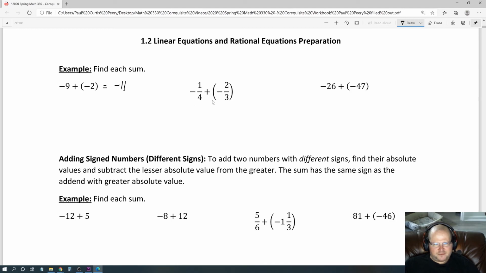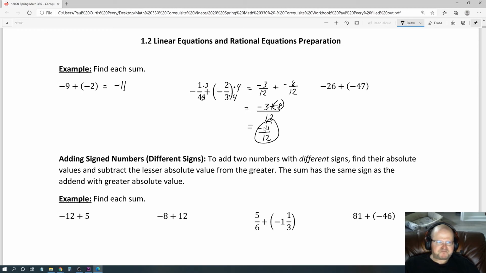This is just a more complicated version of the same thing, right? So the least common denominator of 4 and 3 is 12. Multiplied by 3, multiplied by 3, multiplied by 4, multiplied by 4. And we get negative 3 over 12 plus negative 8 over 12. The signs match, so we simply say negative 3 plus negative 8, put that in parentheses, over 12, which is negative 11 over positive 12.